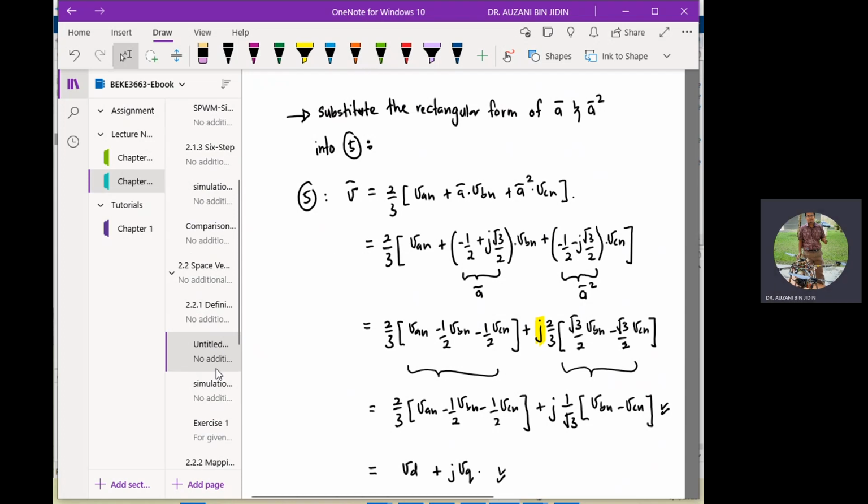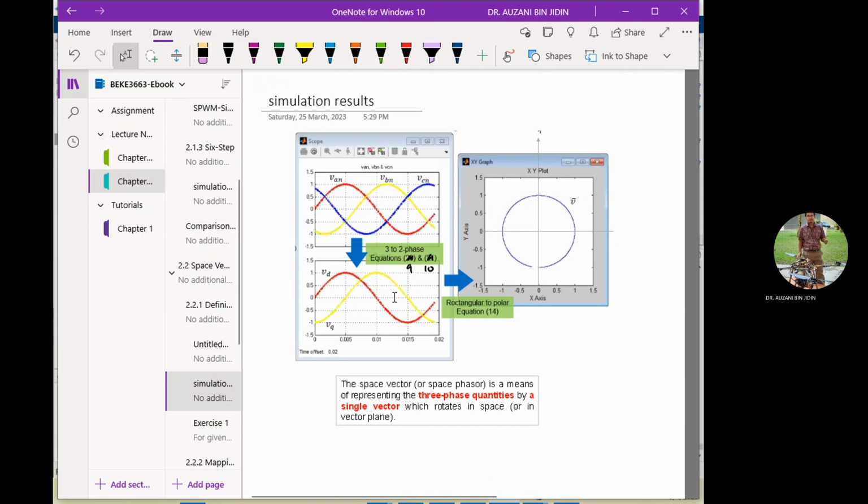Okay, then next page. Simulation result. So actually, after that I will demonstrate the transformation, how we can transform from the three phase quantities VAN, VBN, VCN into two phase. Means you get the waveform of VD and VQ. Here will be VD and VQ. The yellow color is VQ.